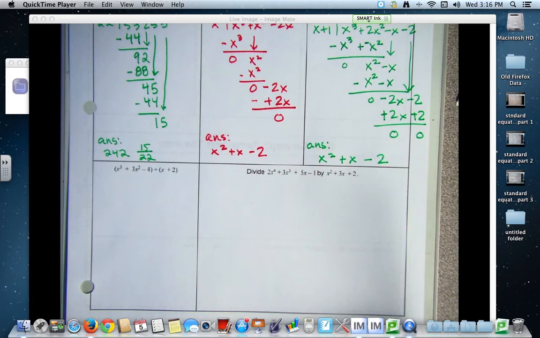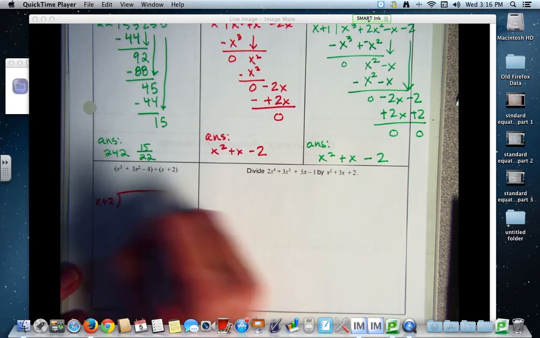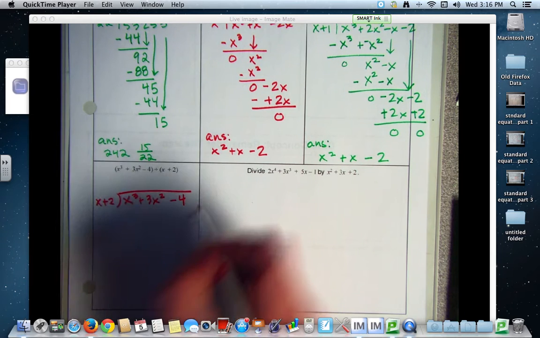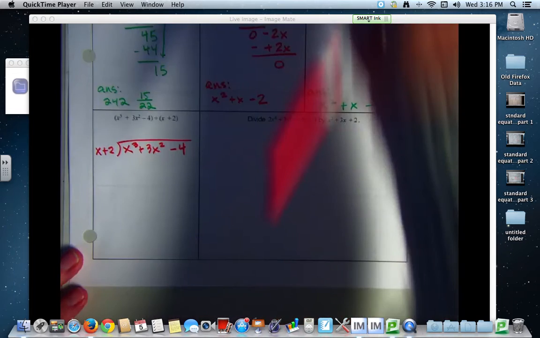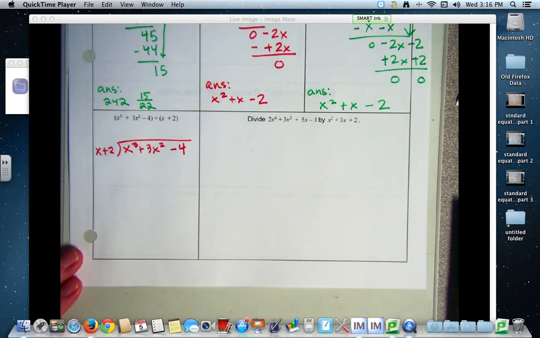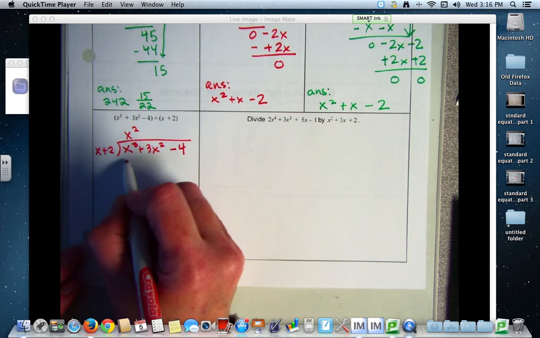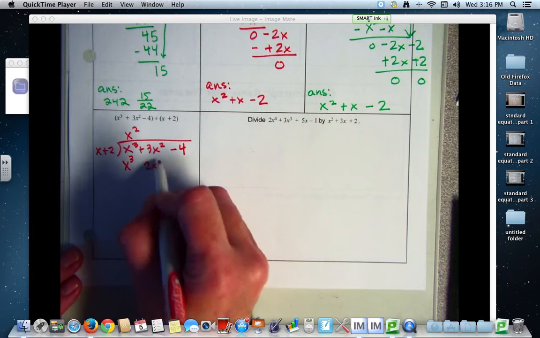Our next example, x cubed plus 3x squared minus 4 divided by x plus 2. X plus 2 into x cubed plus 3x squared minus 4. Same process, x into x cubed is x squared, multiply by both. So I have x cubed and 2x squared.